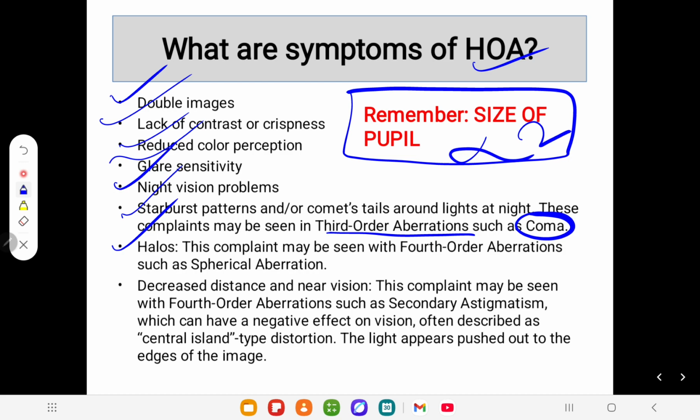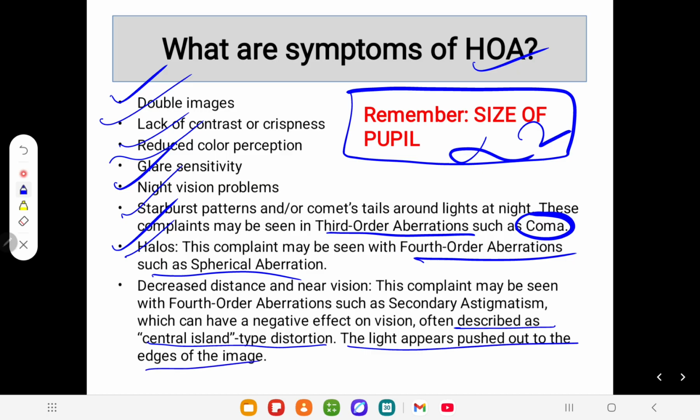This complaint may be seen as a fourth order aberration, such as spherical aberration. Halos is common. Okay, decreased distance and near vision. This complaint may be seen in fourth order aberration or secondary astigmatism or negative effect on vision. They describe it as a central island of therapy distortion. This will push out the edge of the image.